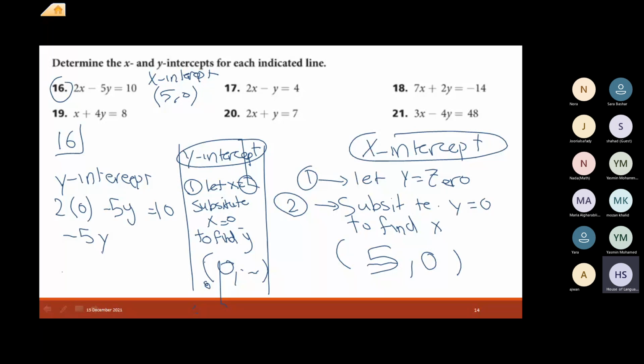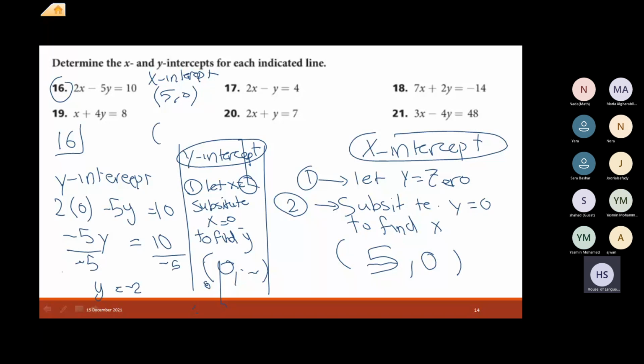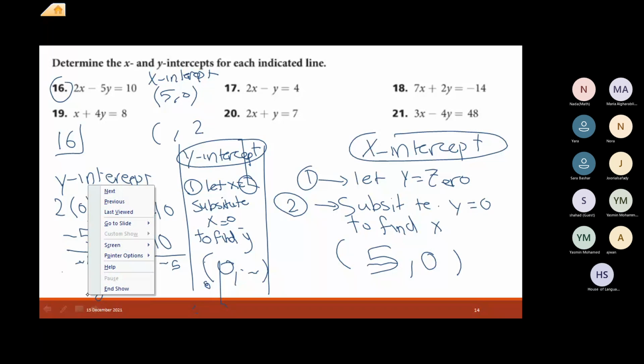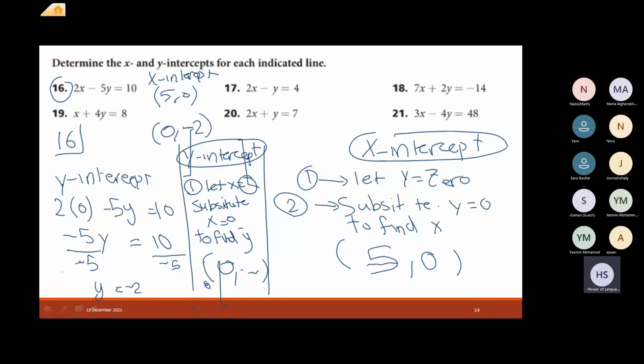So negative 5y equals 10. Divide by negative 5. So y is what now? Negative 2. This is the y.